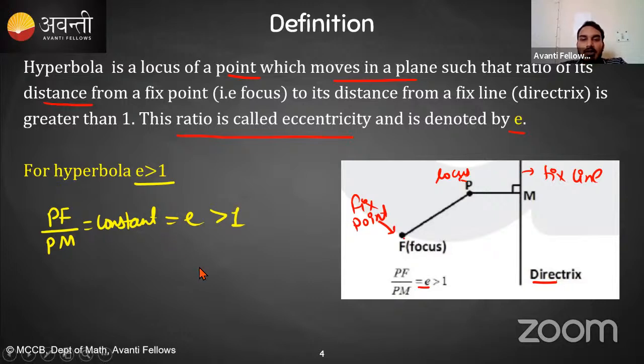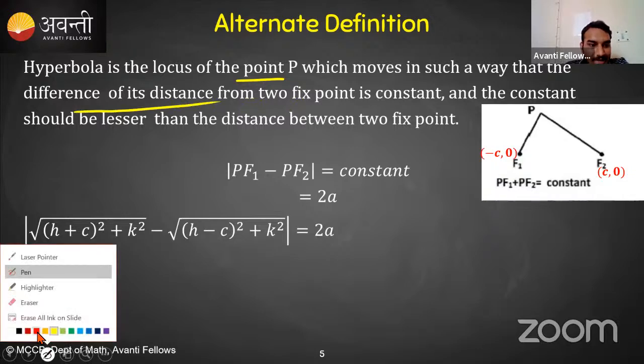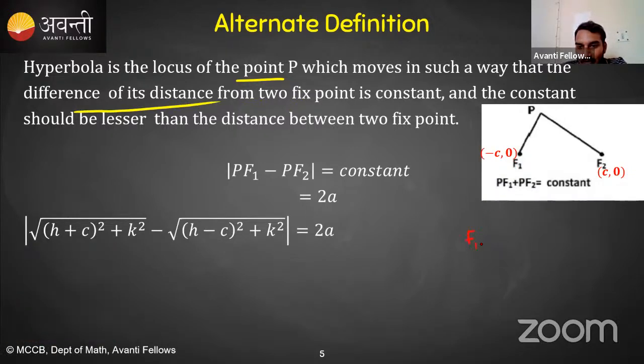Now we will look into the alternate definition of the hyperbola, which says that hyperbola is a locus of a point P which moves such that the difference of its distances from the two fixed points is constant. These F1 and F2 are the two fixed points. So it is a locus of a point P which moves such that the difference of its distances from the two fixed points is constant, meaning a minus will come. And that constant should be lesser than the distance between the two fixed points.